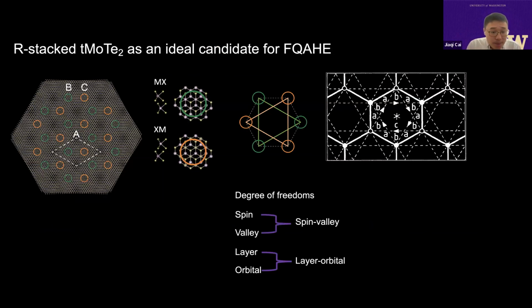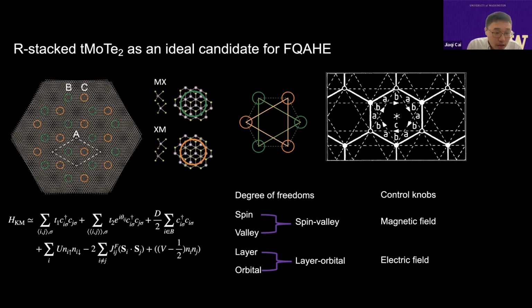And with the layer-orbital coupling, you can use an electric field to polarize the lattice to create a chemical potential difference between the MX site and the XM site. Okay, so the Hamiltonian is basically the Kane-Mele type Hamiltonian together with the interaction. For short-range or on-site interaction, you get this Hubbard model. In this case, the MX and XM sites have a strong wave function overlap, so you get this Hund's coupling or exchange coupling that gives you ferromagnetism when you integer fill the system. And you also have long-range interaction.